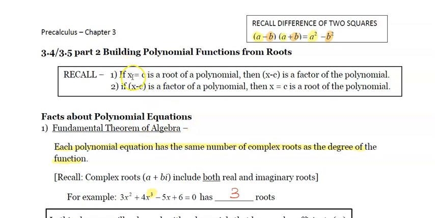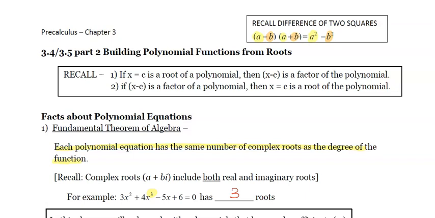This talks about how if x equals c is a root of a polynomial, then x minus c is a factor. Likewise, if x minus c is a factor, then x equals c is a root. How did I get my root? I set my factor equal to 0 and solved for x. Don't confuse the terms factor and root. They mean two different things. Always know what we are speaking about if we ask you to give us a factor or a root. They're not one and the same, and they're not interchangeable.